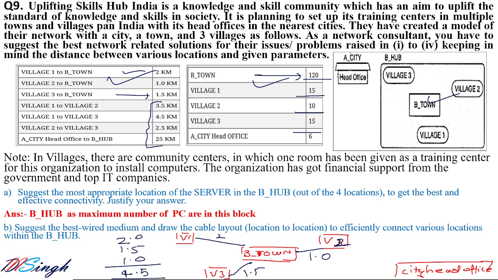And next, they also ask to suggest the best wired medium and draw the cable layout to efficiently connect various locations within the B hub. Okay, fine, connection is ready. If we want to connect this city head office, how much distance is the city head office? Okay, 25 kilometers. So we are going to create a link, and this will make what? Metropolitan area network. Fine. Moving to the next part of this particular question, Ethernet. Which cable is required? Wired medium. Best wired medium will be Ethernet cable.